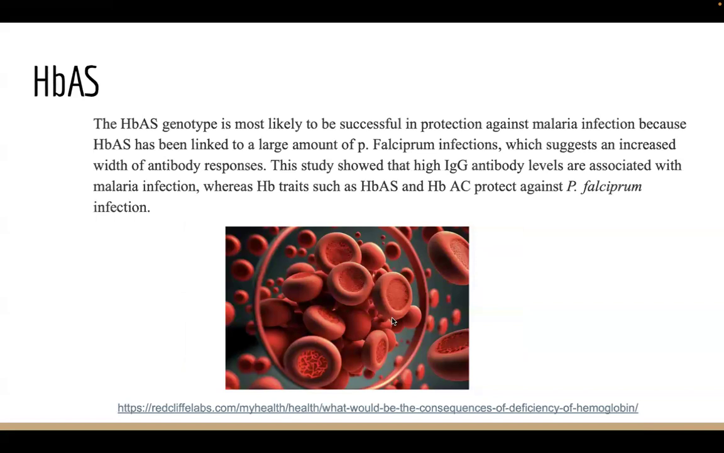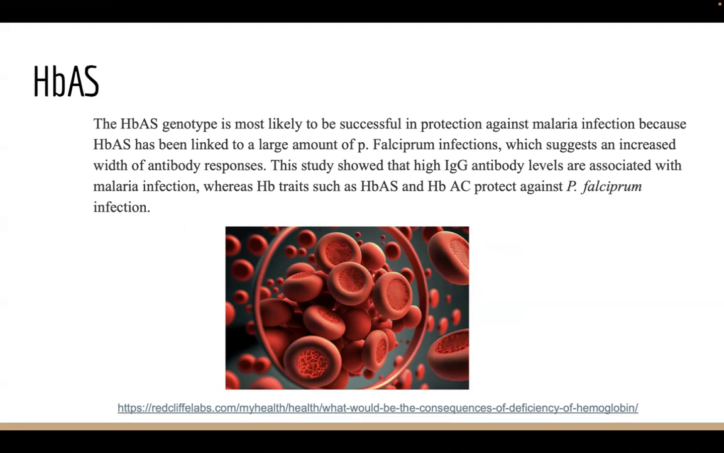HbAS genotype is most likely to be successful in protection against malaria infection because HbAS has been linked to a large amount of P. falciparum infections, which suggests an increased width of antibody responses. This study shows that high IgG antibody levels are associated with malaria infection, whereas Hb traits such as HbAS and HbAC protect against P. falciparum infection.